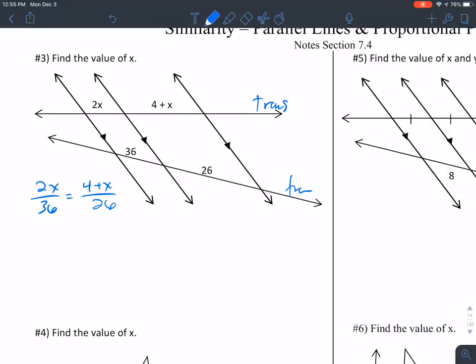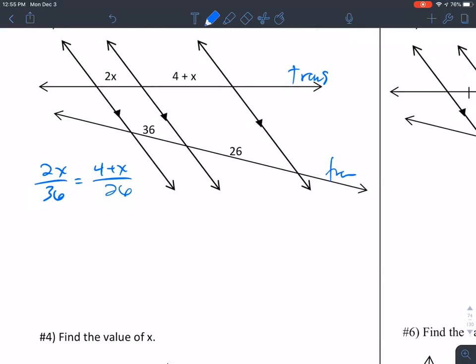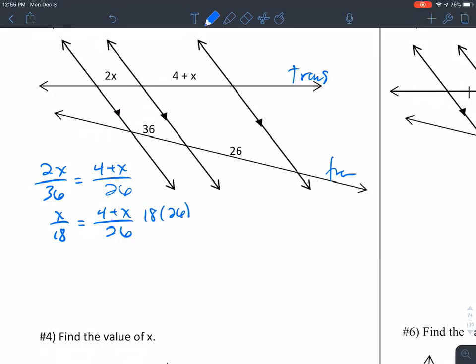I'm going to simplify this fraction on the left just to make my number smaller. It's going to make it x over 18. Now I'm going to multiply both sides of the equation by 18 and 26 to try to get x by itself. I could actually use a smaller number for this, but I'm just going to choose these numbers. On the left, the 18s cancel, we get 26x. On the right, the 26's cancel, and we get 18 times 4 plus x.